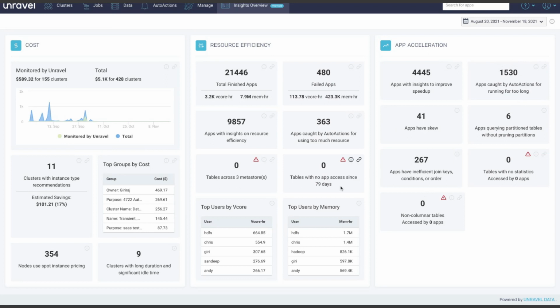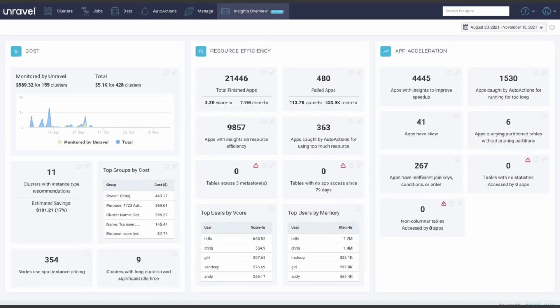Okay. So one thing that I talked about for a second here is auto actions. Another thing that makes Unravel unique, in addition to the optimizations and recommendations that we can provide around your applications and your clusters, is auto actions. So let's dig into that a little bit more.